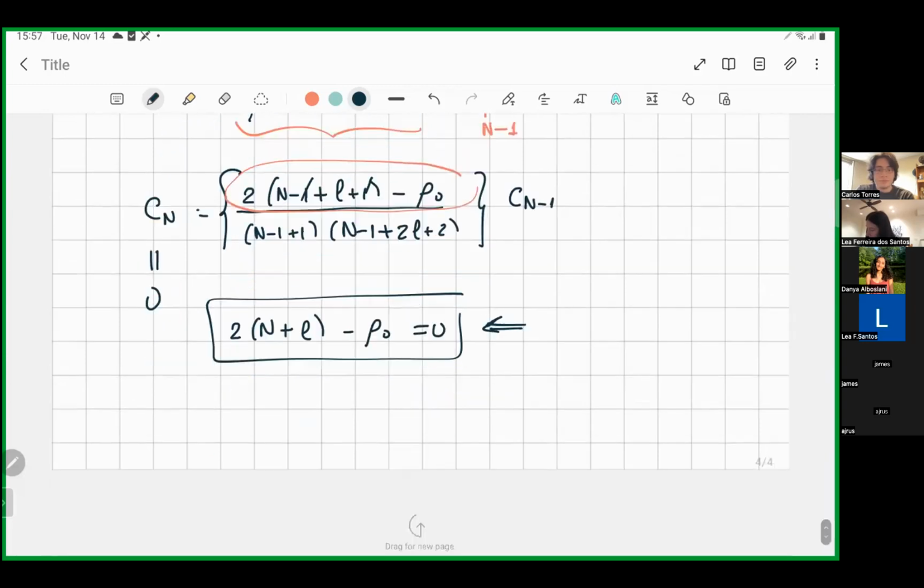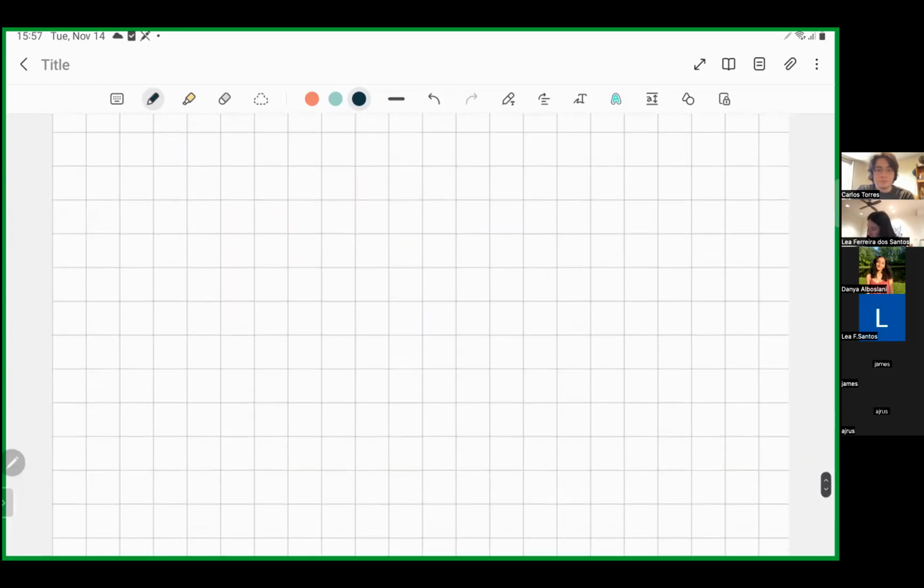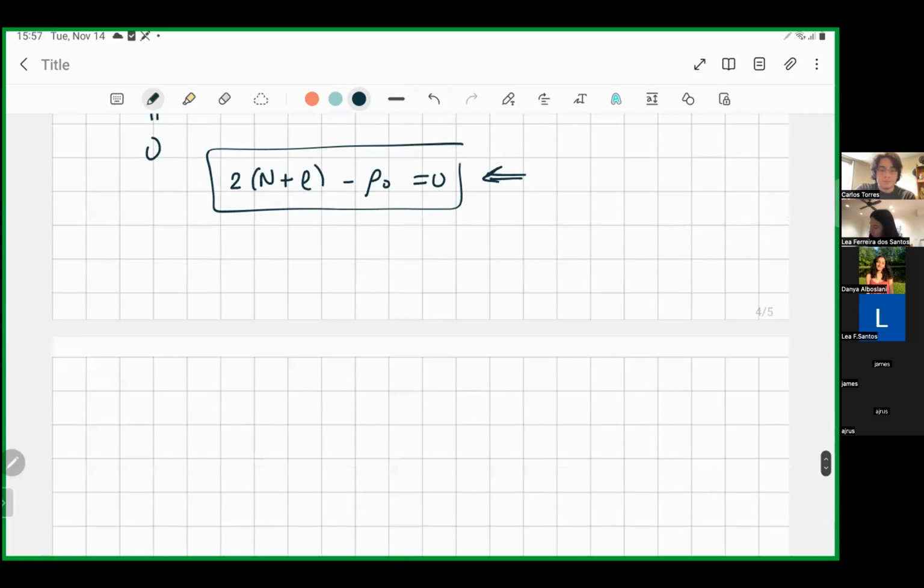Well, the first thing that we did here was we defined a new symbol for this big N plus L. We said that big N plus L, I'm going to call it little n.